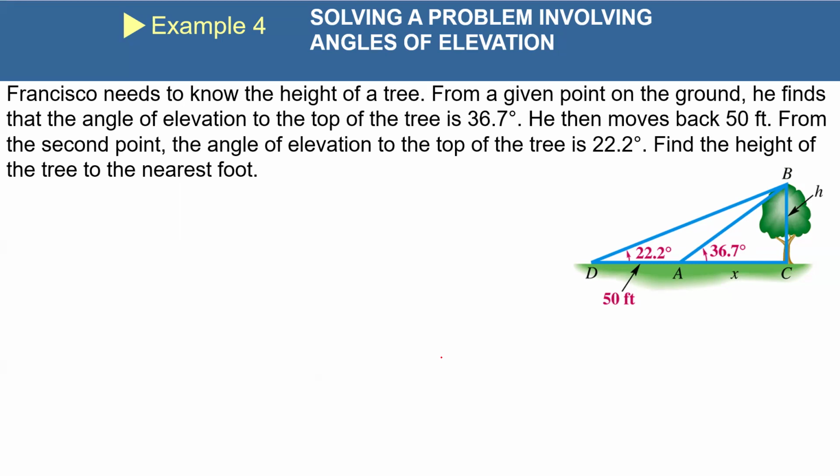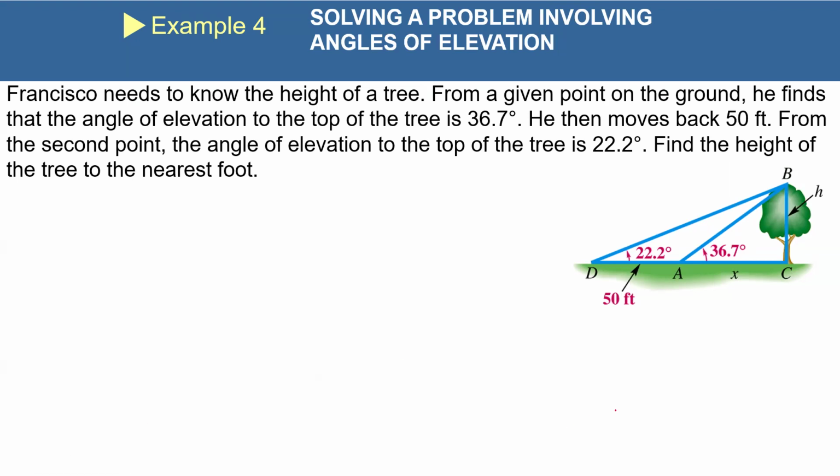Last part is just combined angles of elevation. So now we're on combined. Notice here, not only do I have one triangle, I typically have 3. Do we see that? I have 2 rights and 1 obtuse. Here we go. Francisco needs to know the height of a tree from a given point on the ground. He finds that the angle of elevation to the top of the tree is 36.7.